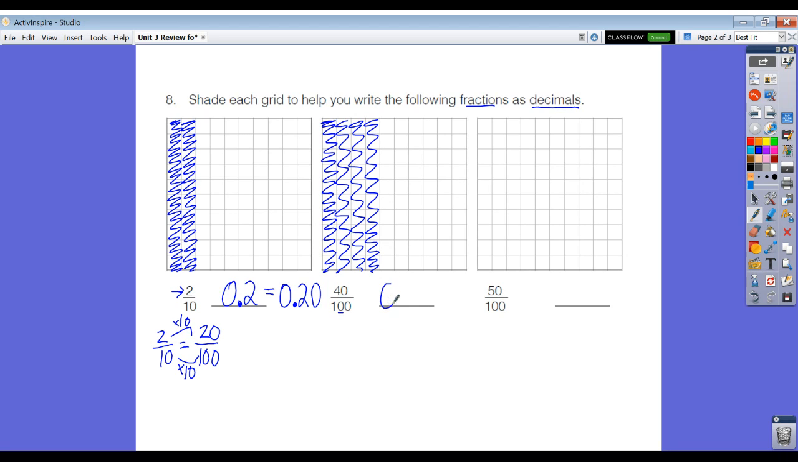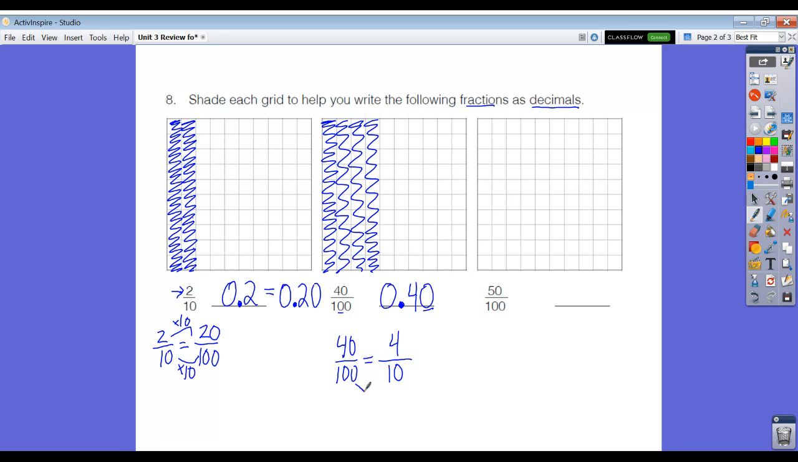40 hundredths, and I can write this as 40 hundredths. I go to my hundredths place. Can you figure out what that would be, what this fraction would be in terms of tenths? That's right. We shaded in 4/10.